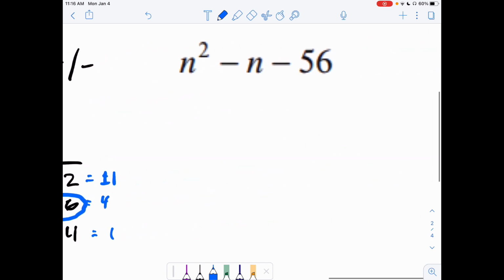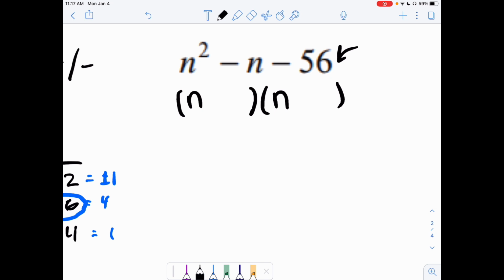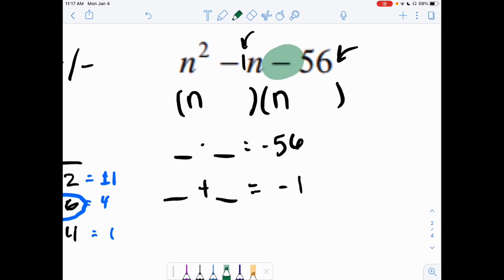Let's look at our last example. Once again, set up your binomials. N squared was made from n times n. We need two numbers that multiply to be -56 and add to be -1. This is a -1. Because this is negative, my signs will be different. One positive, one negative. Because the middle term is negative, you know the larger number has to be negative.